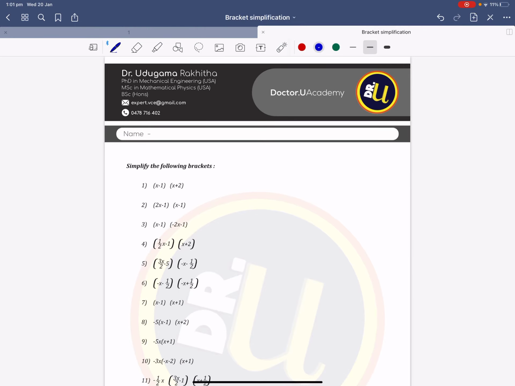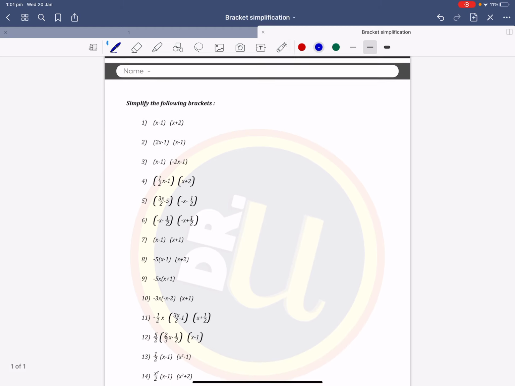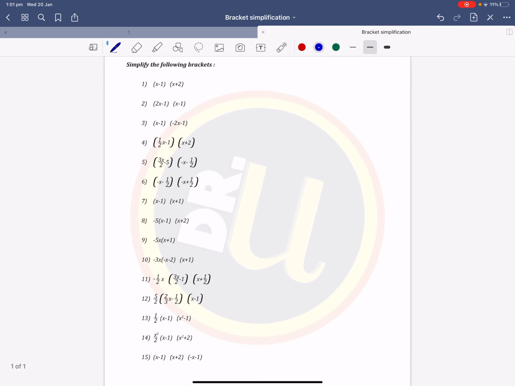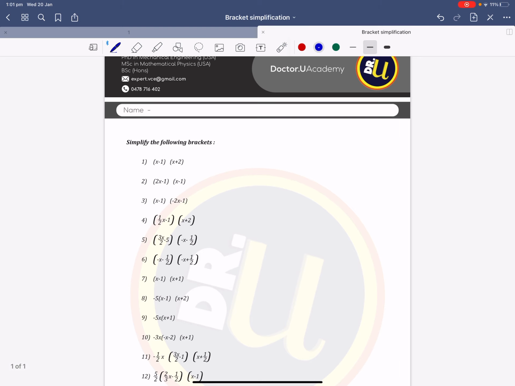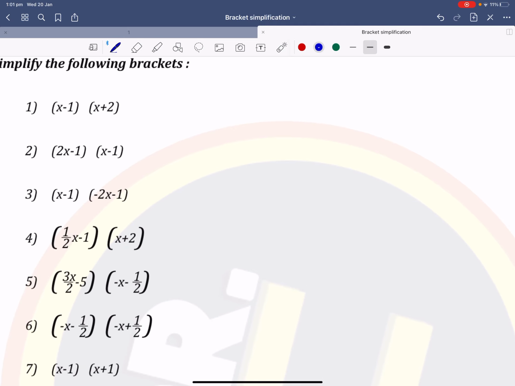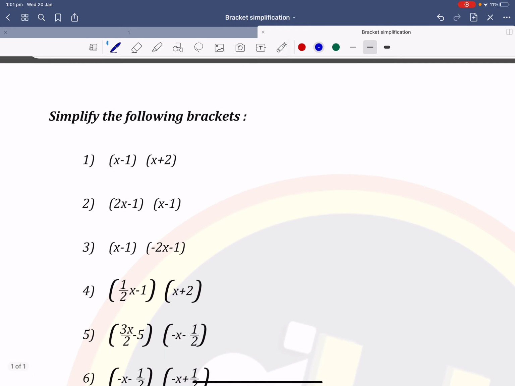Okay, so today we are going to discuss bracket simplifications. In this assignment, we have 15 questions, and I'm going to show you how to do the bracket simplifications from scratch. So I will take the first question.